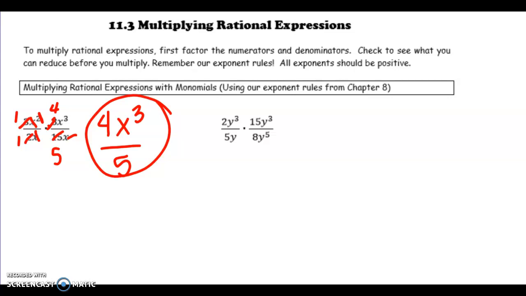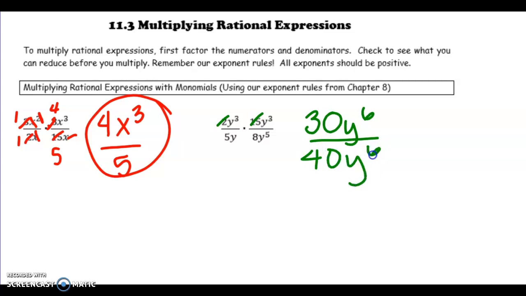Now on the next one, I'm going to multiply straight across, and then I'm going to reduce last. So I'm going to multiply 2 times 15, which you can do, it just sometimes they get a little big for the numbers, which is 30. And then I get y to the third times y to the third, which is y to the sixth. And then if I multiply across on the bottom, 8 times 5 gives me 40. And I have y to the first and y to the fifth, which gives me y to the sixth.